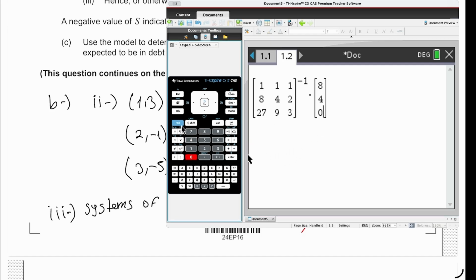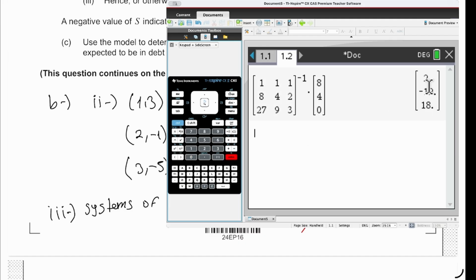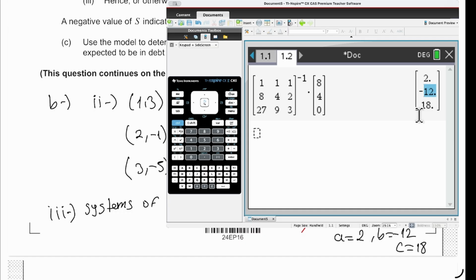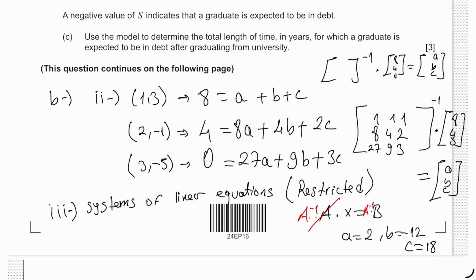And if we multiply them, we're going to find our A, B, C. This is A, this is B, this is C. Okay, so let me copy. A is 2, B equals -12, and C equals 18. Okay, so these are our ABC values.